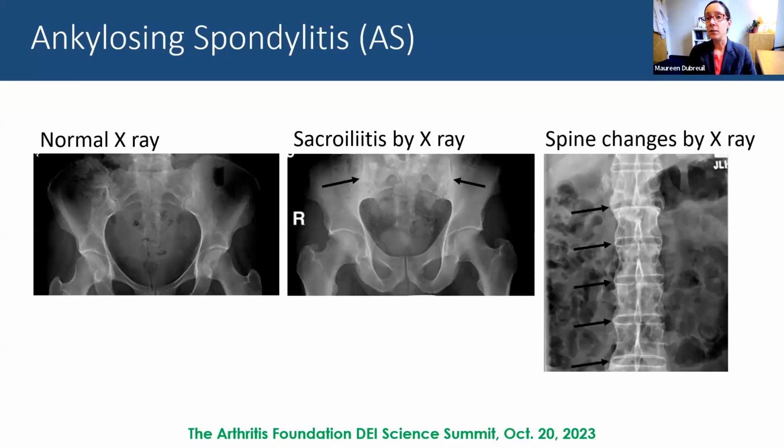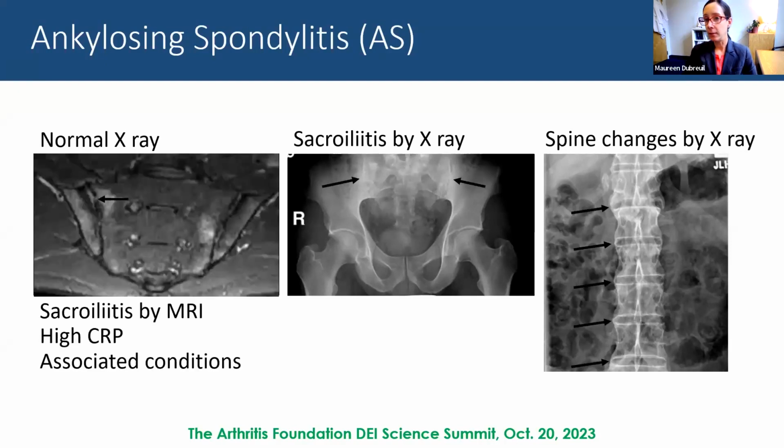What's shown on the left here is a normal pelvis x-ray, but then the middle shows signs of sacroiliitis. And so this helps a clinician to diagnose ankylosing spondylitis in their patient. If a person has ankylosing spondylitis for many years, they often have involvement outside of the pelvis, including other areas of the spine. And so that's what's shown on the right x-ray here.